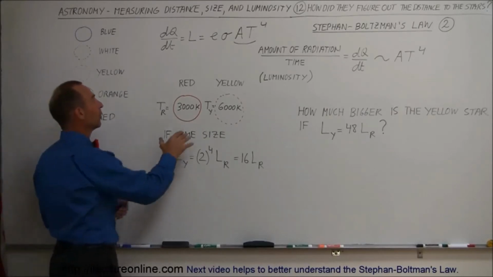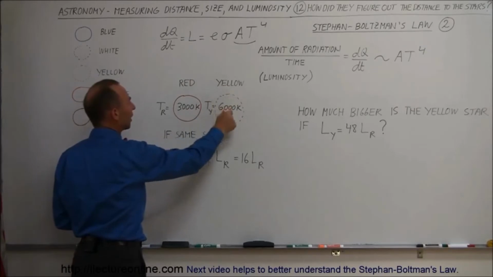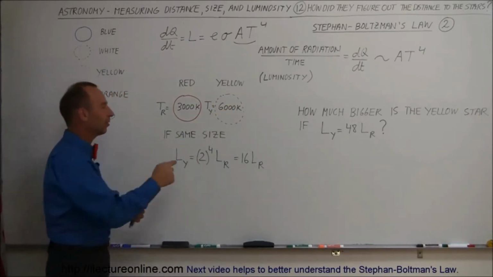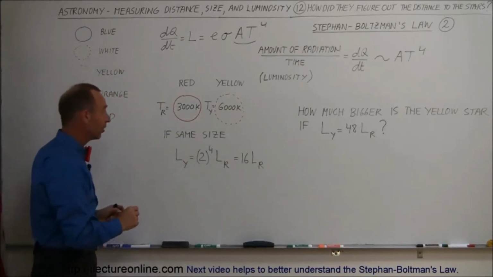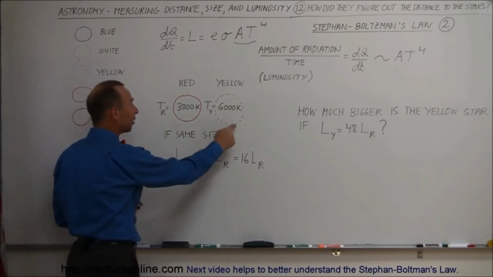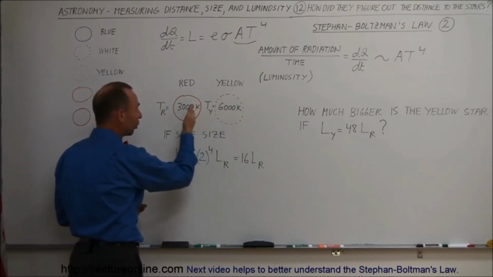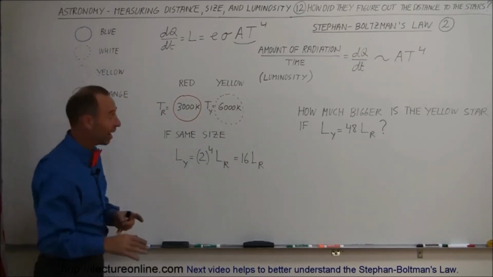So we have a red star at 3000 Kelvin on the surface temperature and a yellow star that has a surface temperature of 6000 degrees. And I don't have a yellow pen, so this represents a yellow star. If they're the same size, you can then say that the luminosity of the hotter star will be, since the hotter star is twice as hot as the colder or the cooler star, I shouldn't say cold star because 3000 degrees is still very hot.